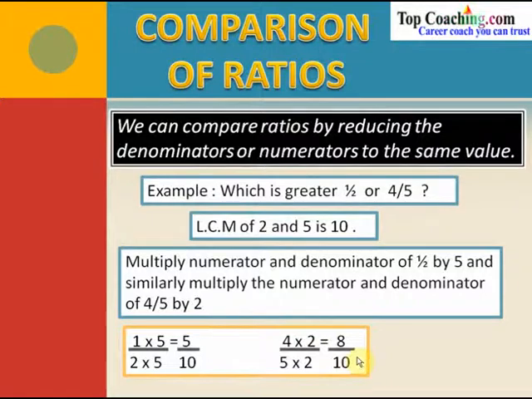But now if we want to compare, let's compare the numerators. Of course 8 is greater than 5, and what we can say is the ratio 8 by 10 is greater than 5 by 10, or the ratio 4 by 5 is greater than 1 by 2. So this is the method of comparing the ratios. Either we can make the denominators equal or we can make the numerators equal.